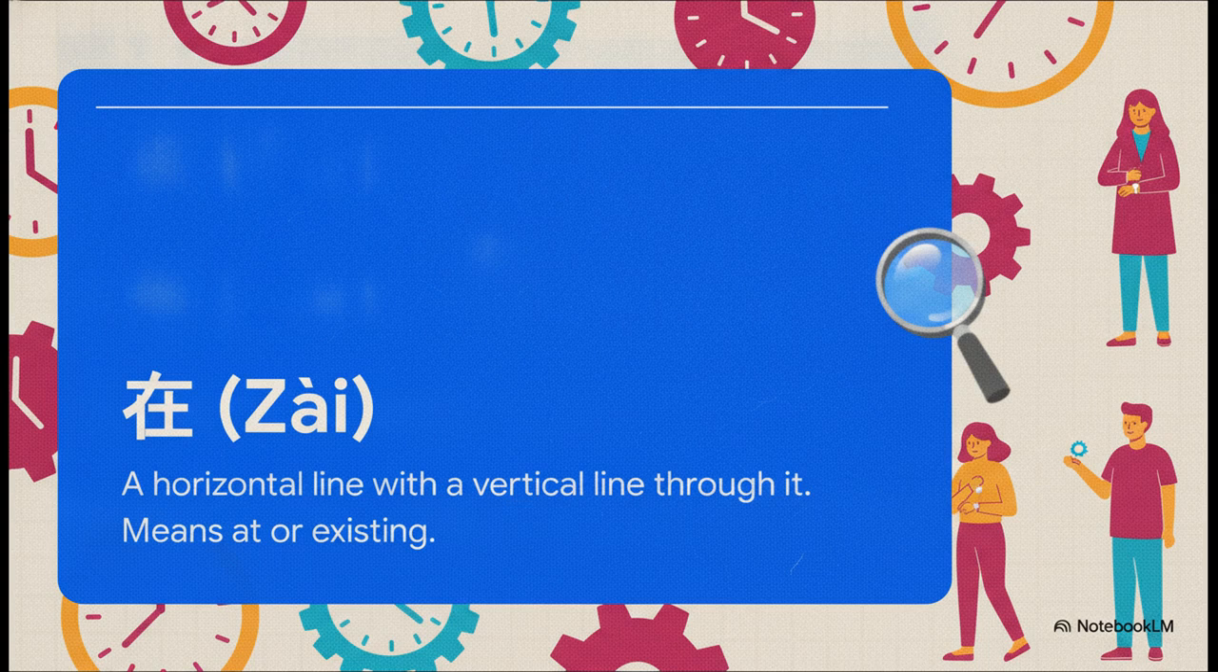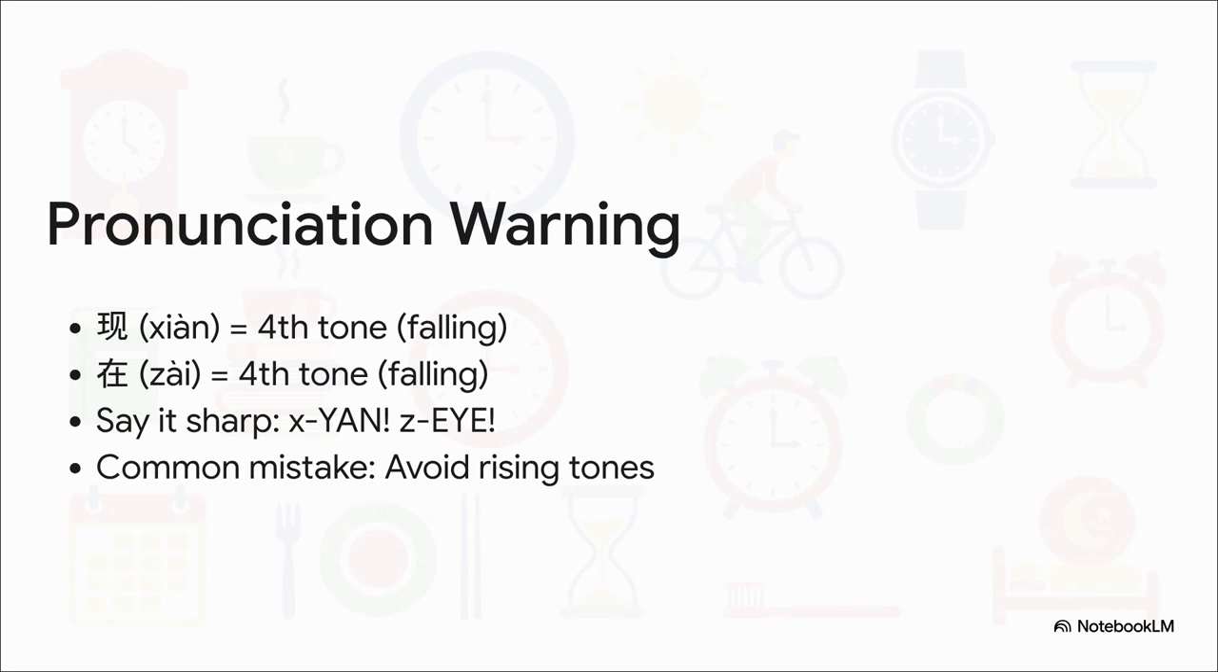Pretty cool, right? Okay, before we move on, there's a crucial pronunciation trap we absolutely need to dodge. 现在 uses two sharp, falling fourth tones. Try saying it out loud with a sharp downward emphasis. 现在. And listen to me. Whatever you do, do not use a rising tone on that first syllable. It's such a common mistake, but a rising tone makes it sound like a completely different word. So keep it sharp and falling.